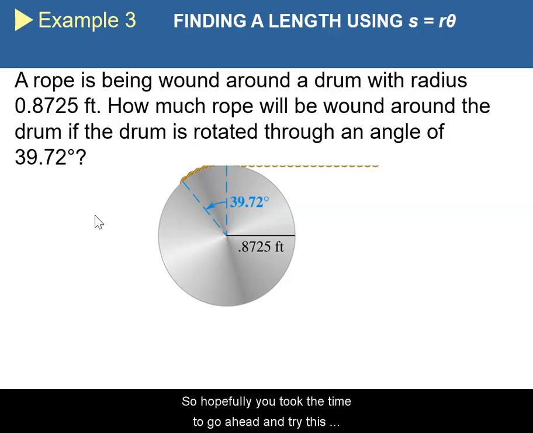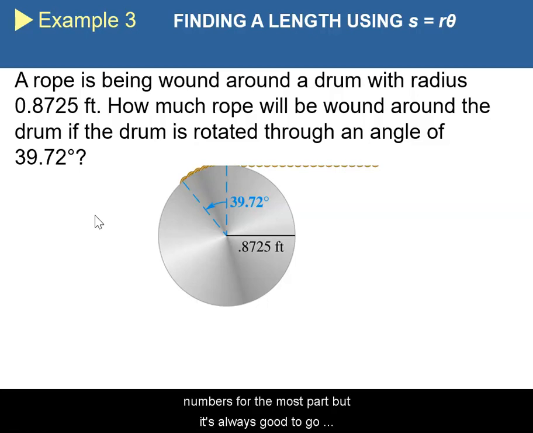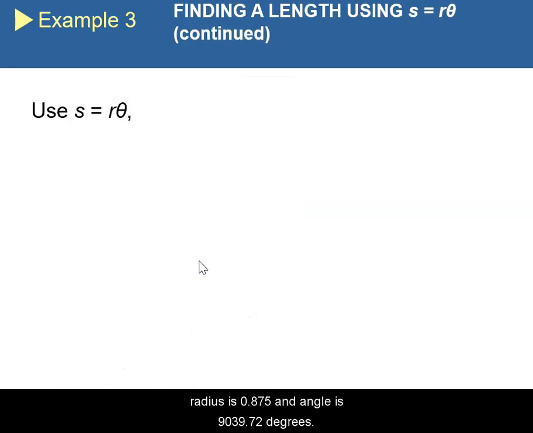Okay, so hopefully you took the time to try this out yourself, and you're just checking your work. I know that the write-ups that we have are pretty much identical, just with different numbers for the most part. But it's always good to go along with the videos. So the length of rope wound around the drum is the arc length of a circle, because it's wound around this drum. The radius is 0.8725, and the angle is 39.72 degrees.